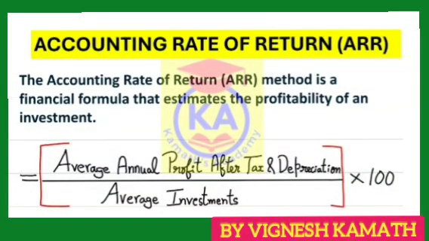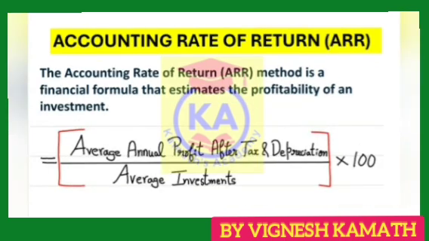In this video, let's discuss accounting rate of return. First we'll see the meaning of accounting rate of return. The accounting rate of return method is a financial formula that estimates the profitability of an investment. In simple terms, it is a formula that estimates the profitability of the investment. We can say it is returns on investment. It is a formula to find out the returns on investment. So that is nothing but accounting rate of return.